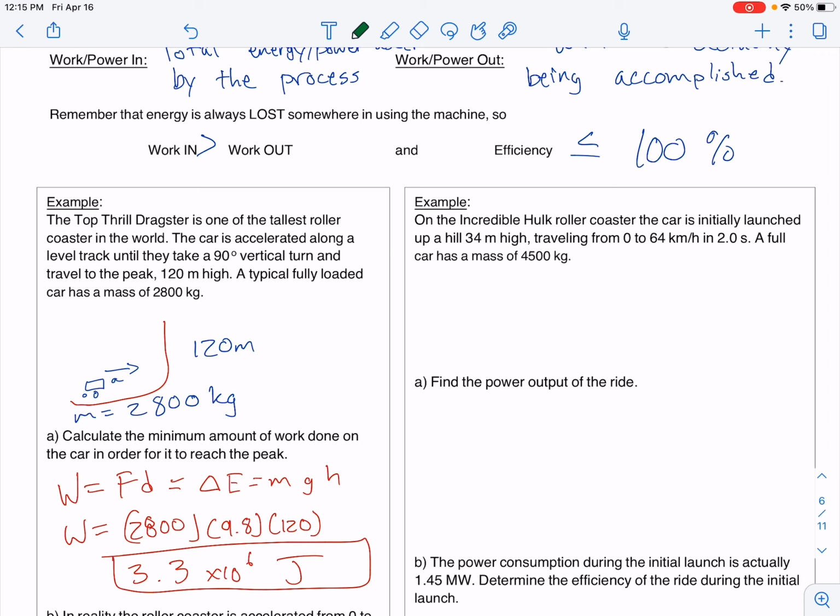All right, so we have launched up a hill 34 meters high, traveling 0 to 64 in 2 seconds. Full car has mass. Okay, I'm going to just draw out my little roller coaster. So the key thing here is the max height, 34 meters. Now I'm just going to finish out this track.